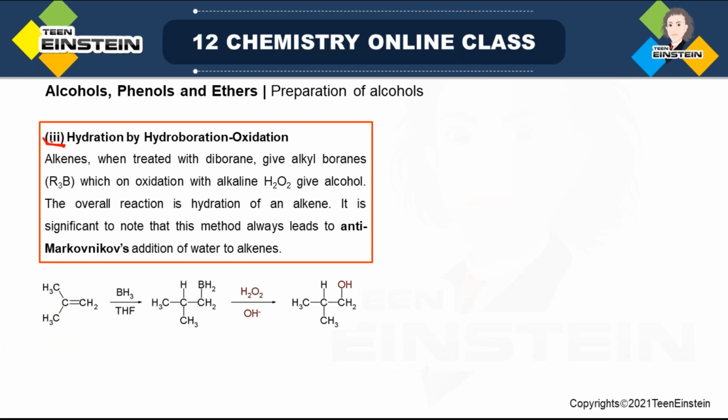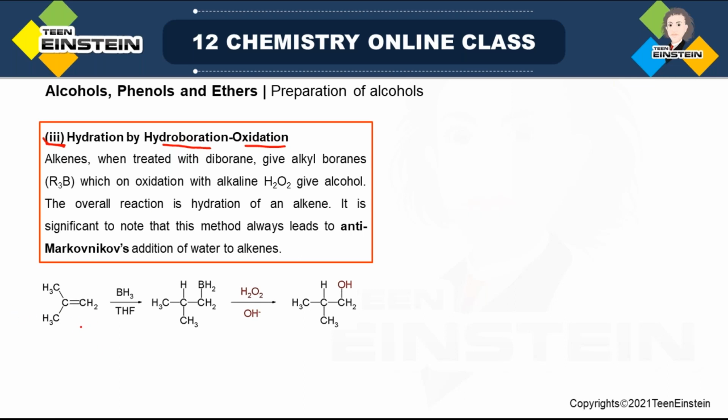So in today's class, there will be discussion related to preparation of alcohols, that is different preparation methods for different types of alcohols, and after finishing that, the physical properties of alcohol. So these are the topics of today's class. Hydration by hydroboration oxidation. So as you can see here, two methods are indicated, hydroboration and then oxidation. So first step is basically hydroboration and the second step is oxidation.